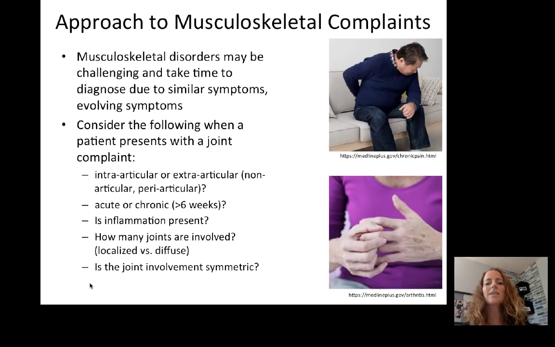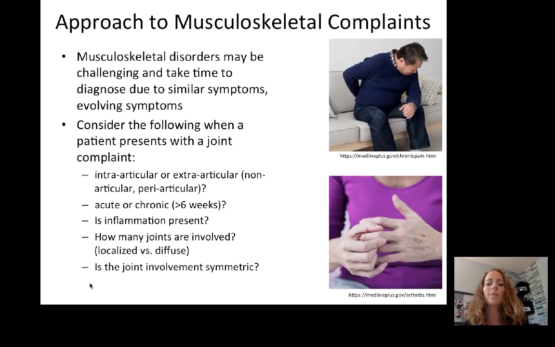So the approach to musculoskeletal complaints is described in Harrison's as well as Bates and the Sarwark textbook. Musculoskeletal disorders may be very challenging because sometimes it takes time for the symptoms to evolve into a full condition. It may also take time to diagnose and truly understand because many of the symptoms for conditions are very similar. And those symptoms may also change as the patient and the condition progresses.